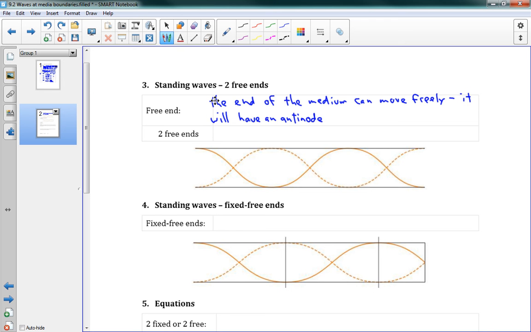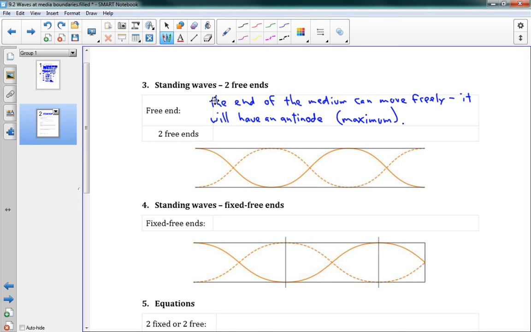So we're saying that at the end of this medium, if it's a free end, nobody's holding it. It's not attached to anything. If you imagine a string, that string is allowed to wave back and forth as much as it wants. So that is a free end, and it's going to have an antinode there because it's allowed to wave back and forth as much as it possibly wants. So it's going to have an antinode, which remember means that it has a maximum or a minimum value there.